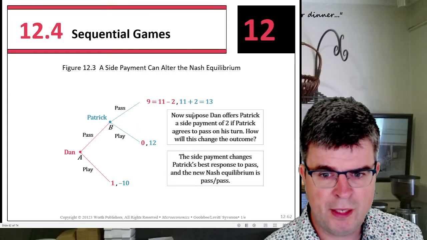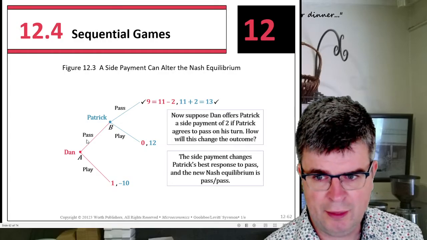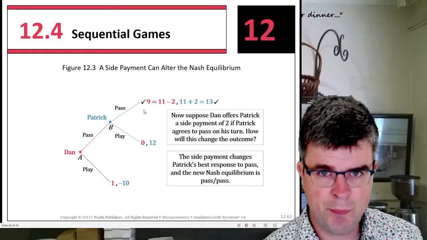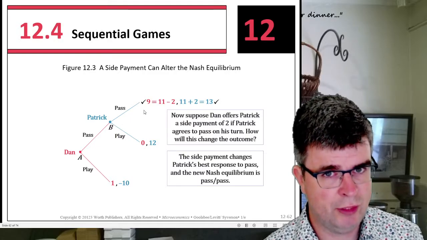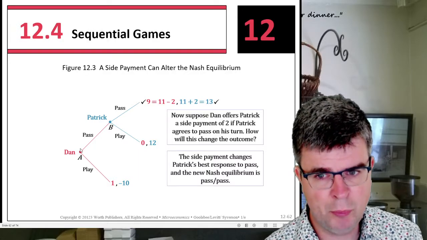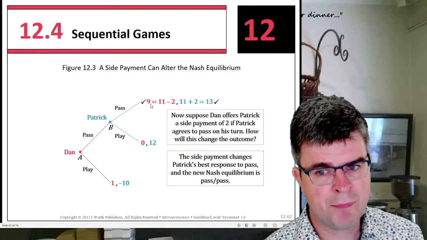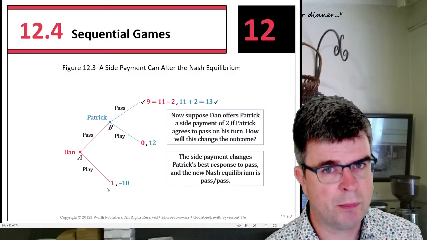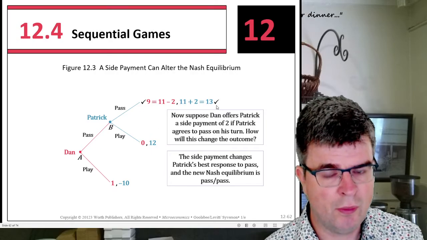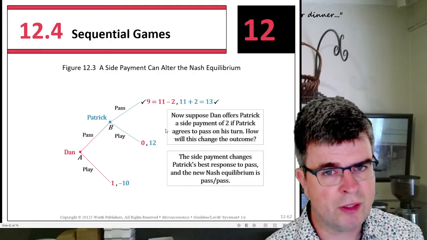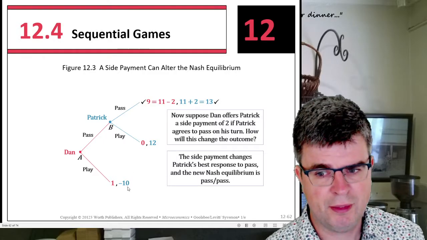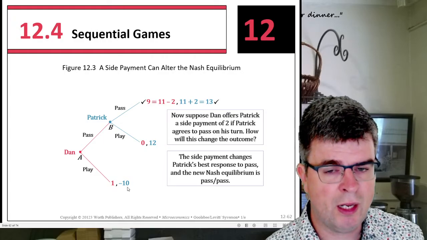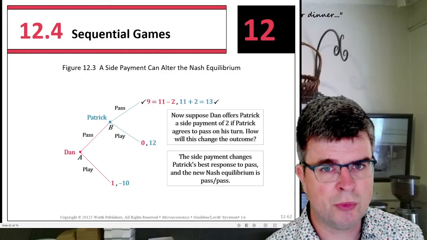So he will pass, and Dan now can be confident that if he passes, Patrick will pass as well, because now it's in Patrick's self-interest to pass. And they will reach the outcome pass, giving Dan an outcome of 9, which is much better than the 1 that he would get from playing the game, and giving Patrick a payoff of 13, which definitely is better than the minus 10 that he would receive if Dan would play the game. So side payments enable players to reach a better outcome.